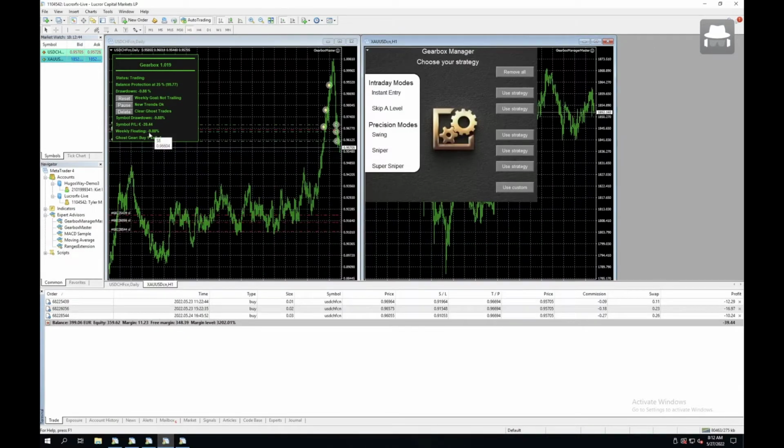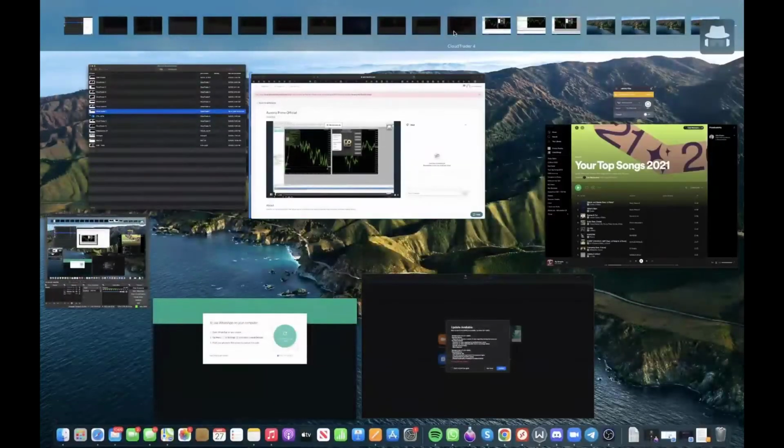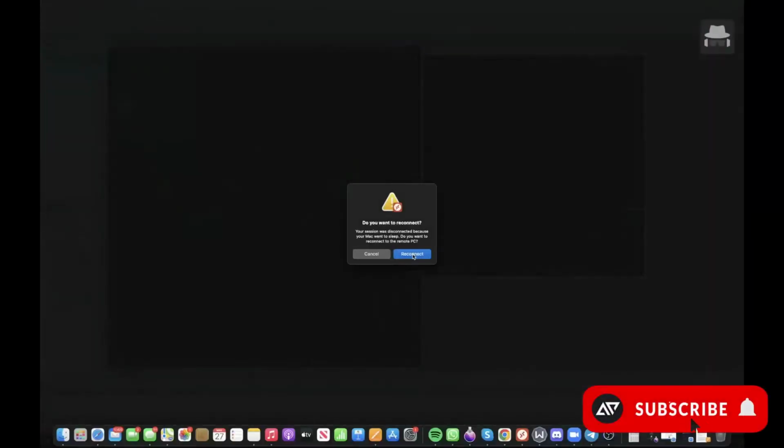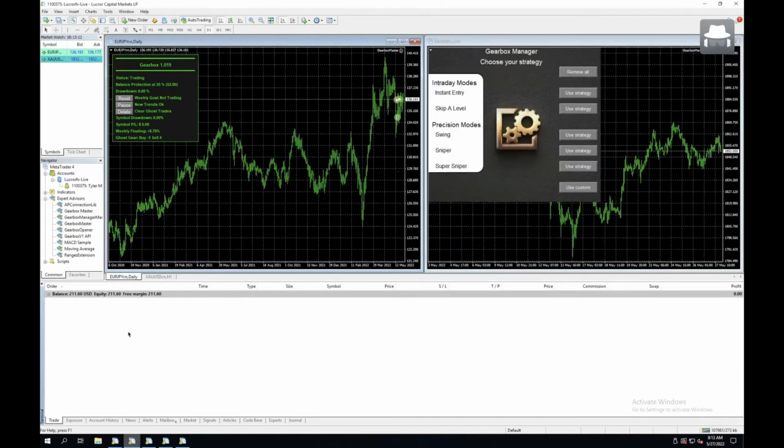USD CHF, we have 10% now floating loss and drawdown. As we know, CHF pairs are not ideal or recommended. They are now worst performers. AUD USD, we have nothing going on here. Coming to look into Euro AUD here, we have no trades open, no floating profit on the week.